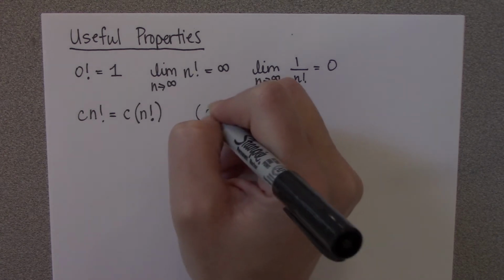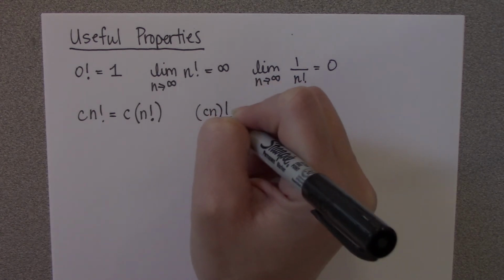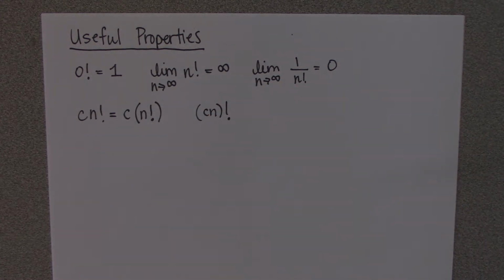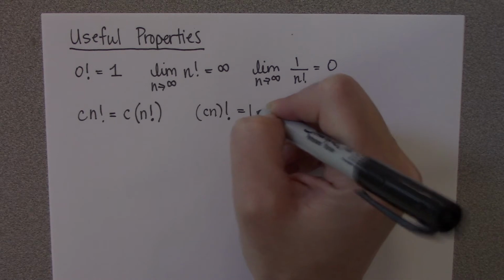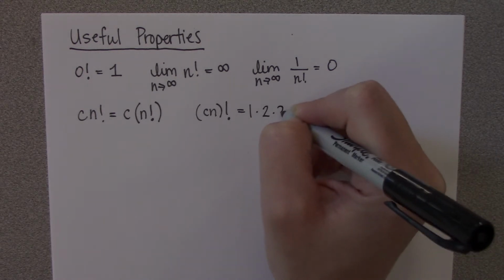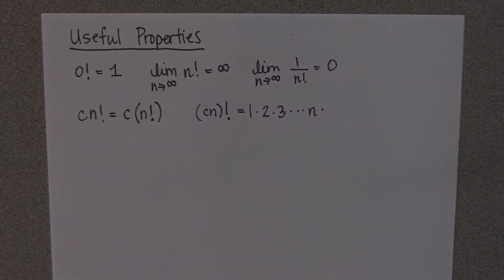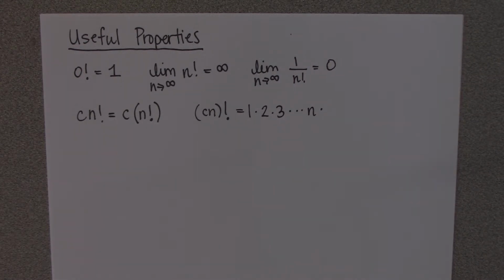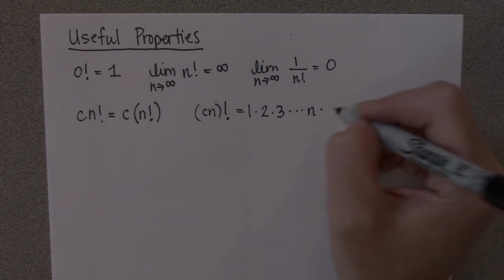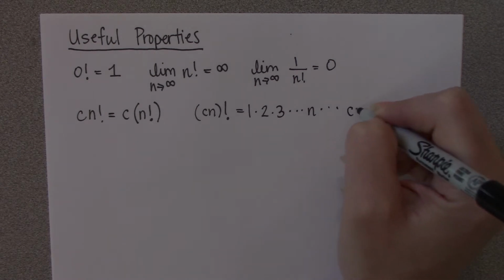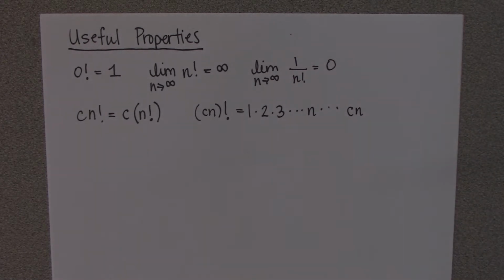However, if I attach the constant to n inside parentheses, well, now what I'm saying to do is start at 1, right? Multiply all the way up till you get n, but c times n is going to be bigger than that, right? So then you keep counting up to whatever integer c times n is.